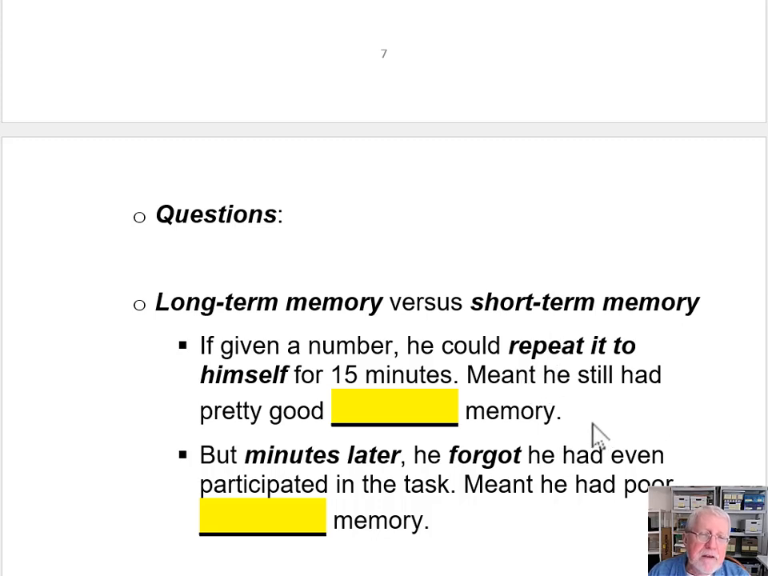Statement one. If given a number, HM could repeat it to himself for 15 minutes. This meant that he still had pretty good blank memory. So what was that, long-term memory or short-term memory? But we're still talking about HM. Minutes later, HM forgot he'd even participated in this task. This meant that he had pretty poor what? And again, it'll be either long-term memory or short-term memory.